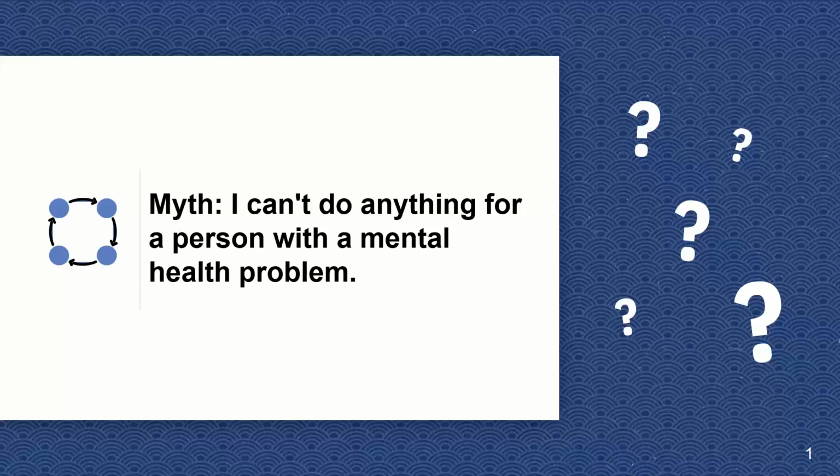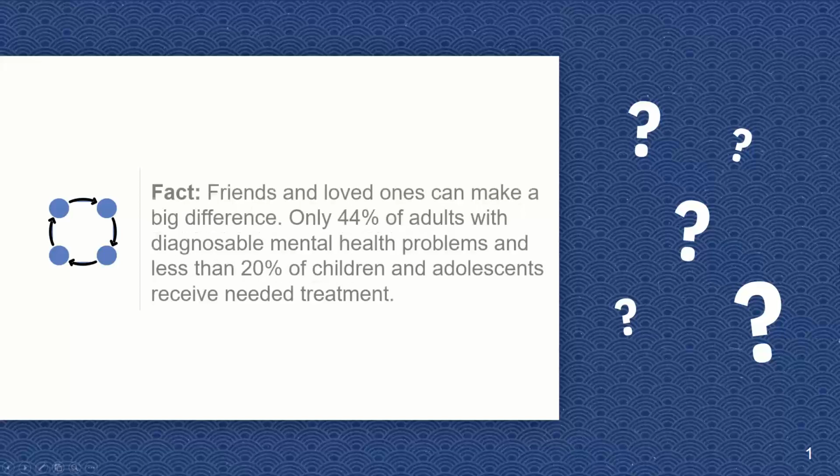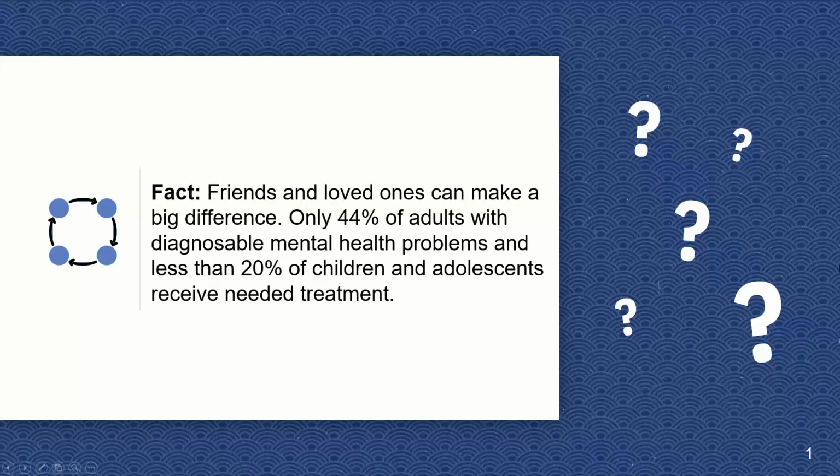So myth, I can't do anything for a person with a mental health problem. So fact, friends and loved ones can make a big difference. Only 44% of adults with a diagnosable mental health problem and less than 20% of children actually receive needed treatment. So number one, we're not even addressing the issue on a scale that we should.